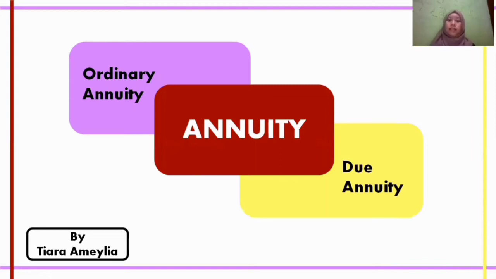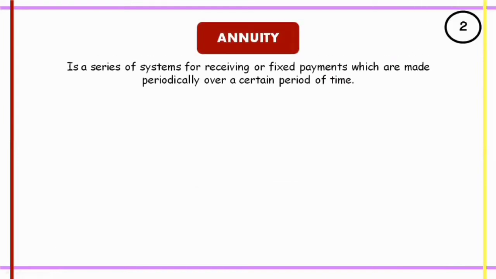Subhan, Hamka University. And in this video, I will explain about Annuity. The first is Annuity. Annuity is a series of systems for receiving or fixed payments which are made periodically over a certain period of time.